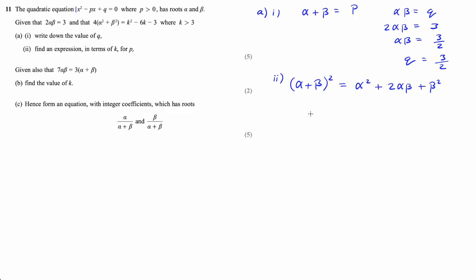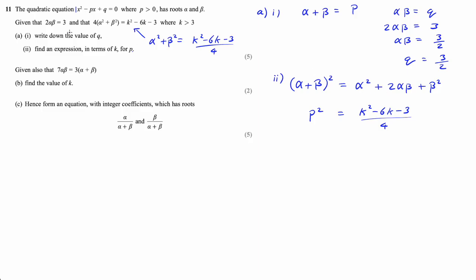So p squared equals alpha squared plus beta squared plus 2 alpha beta. Let me just show you this here, guys. If 4 times alpha squared plus beta squared equals this, then alpha squared plus beta squared equals, well, all of this over 4. So it's going to be this over 4. So k squared minus 6k minus 3 over 4 plus 2 alpha beta.